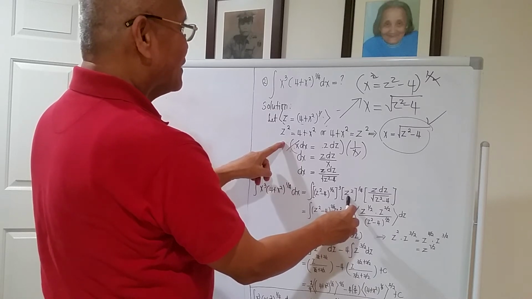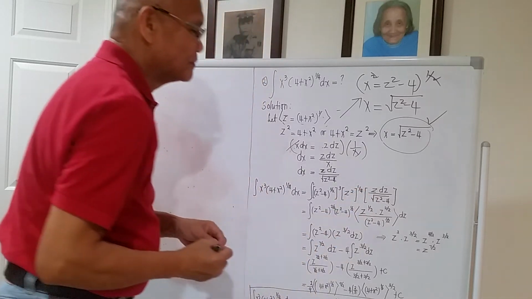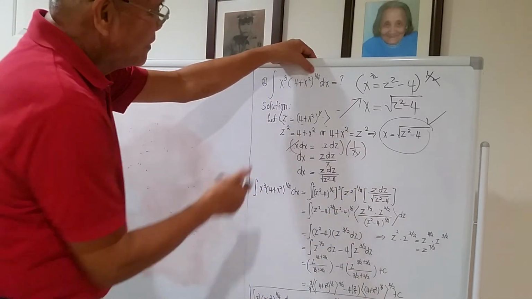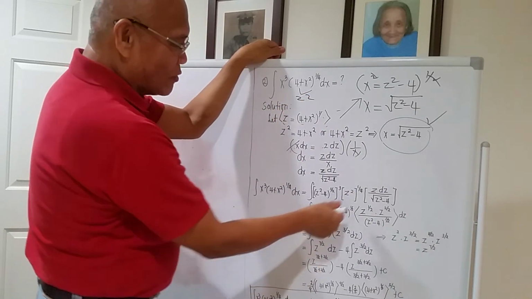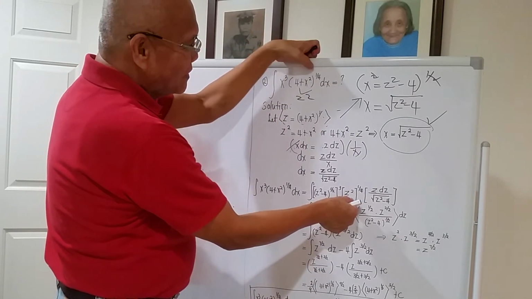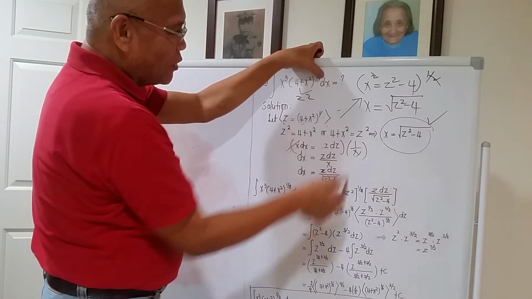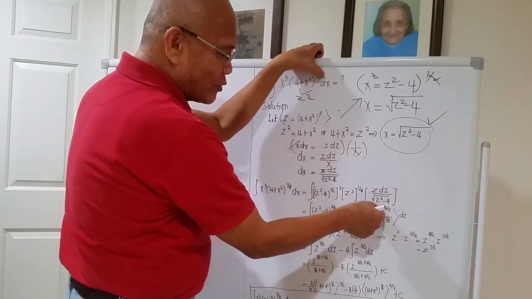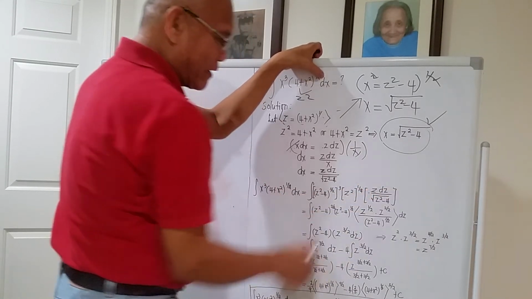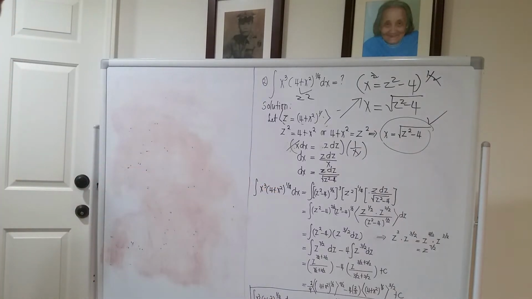Okay? This should be raised to the 1/4. Sorry for this one, I'm just following this. Because this value here is z squared. So this is z squared, raised again to the 1/4 power, times the value of dx. The value of dx is z dz all over the square root of z squared minus 4, close bracket. Okay? So it's just a matter of simplification.